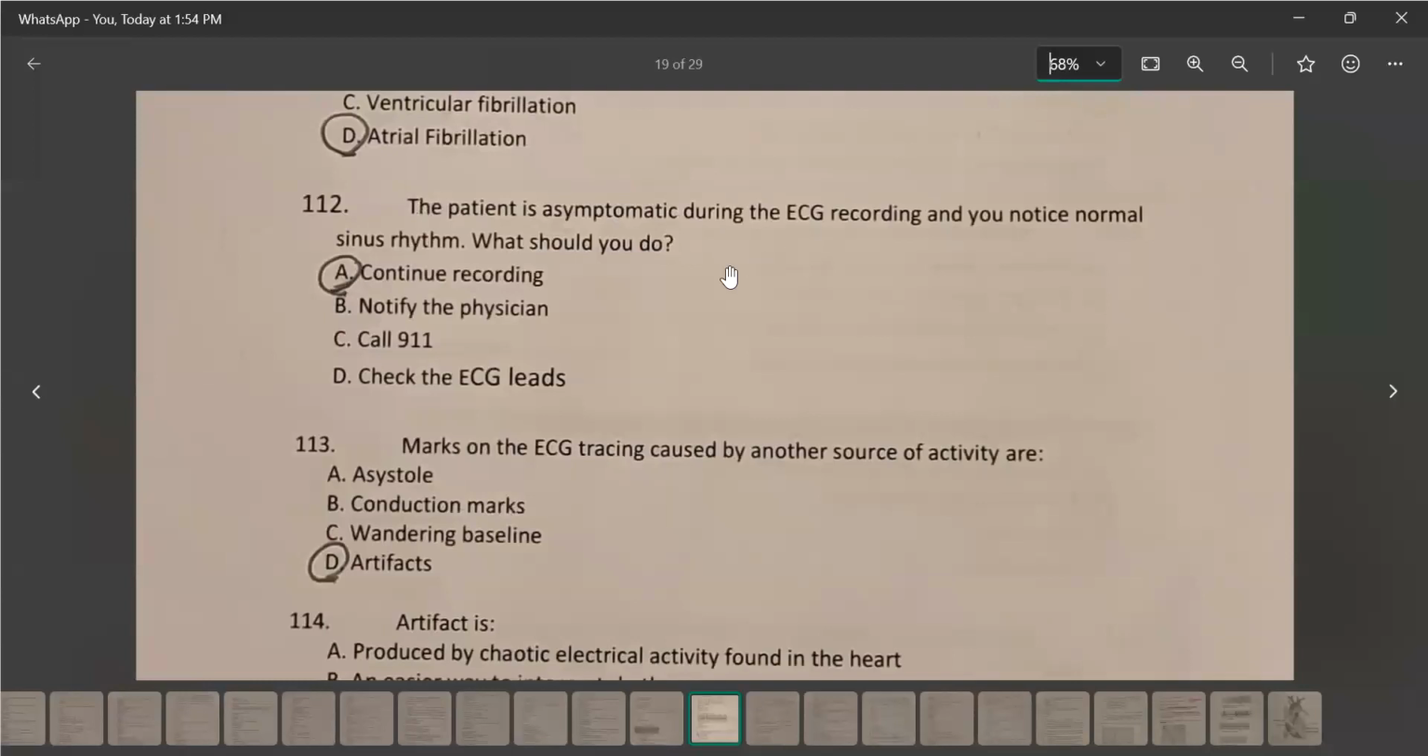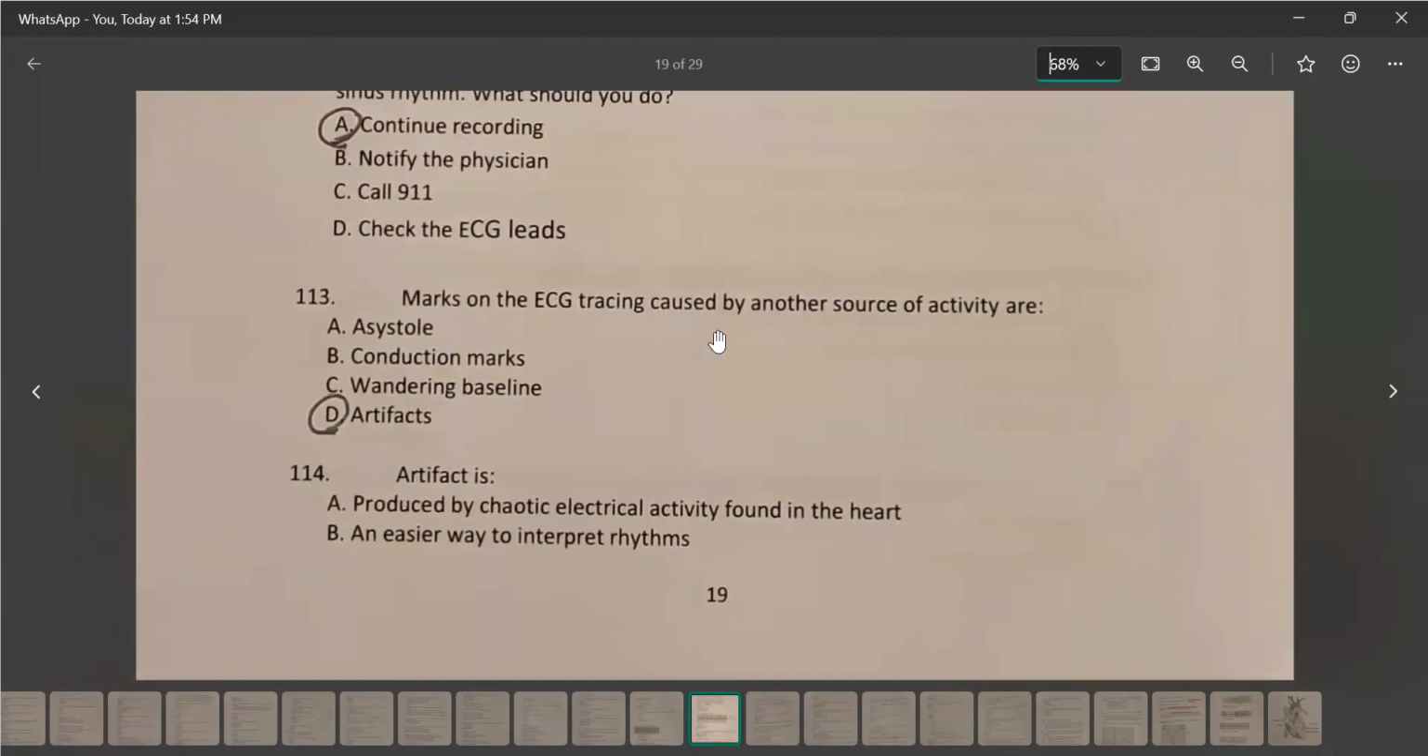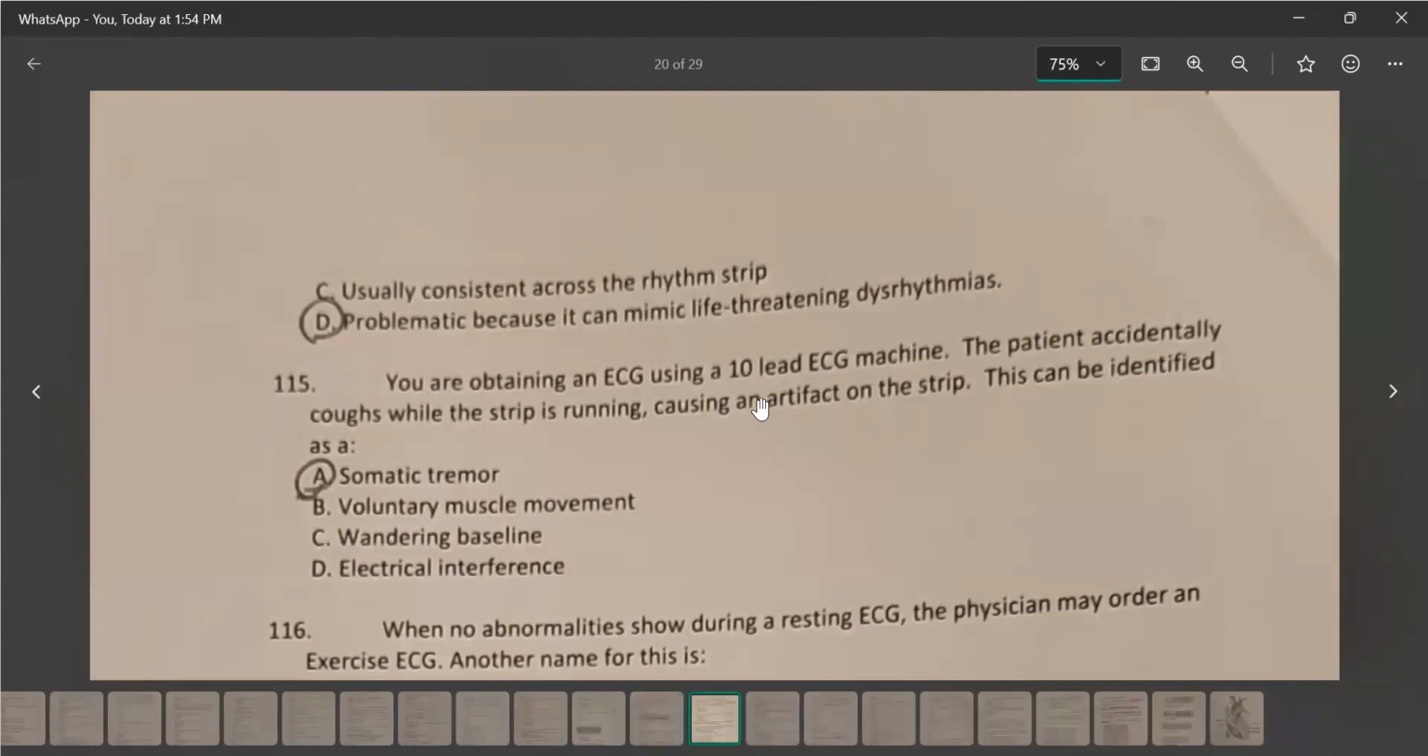The patient is asymptomatic during the ECG recording and you notice normal sinus rhythm. What should you do? Continue recording. Marks on the ECG tracing caused by another source of activity are artifacts. Number 114, artifact is problematic because it can mimic life-threatening dysrhythmias.